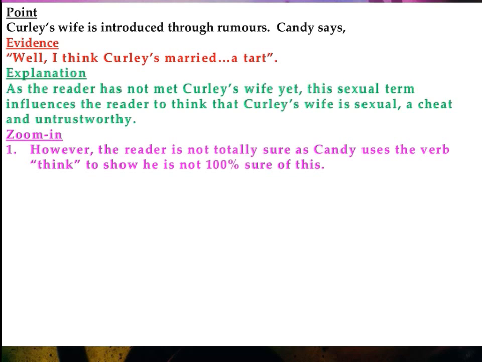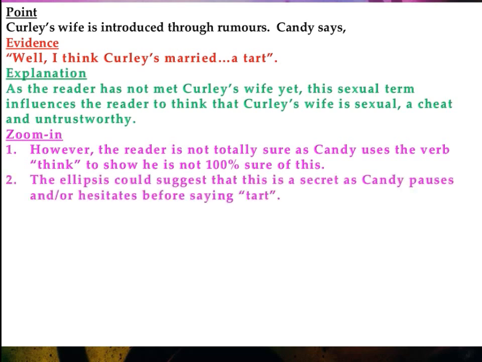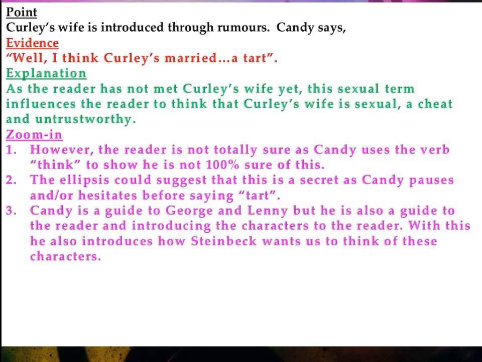So then I'm going to do one sentence and zoom in on each part that we've already talked about. Okay, so the word think. However, the reader is not totally sure as Candy uses the verb think to show he's not 100% sure of this. The ellipsis could suggest that this is a secret as Candy pauses and/or hesitates before saying tart.